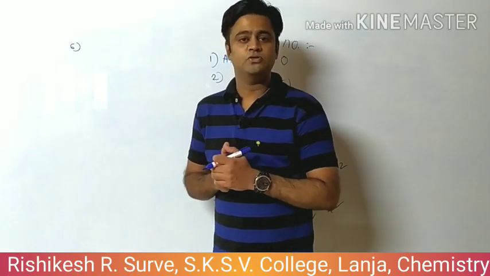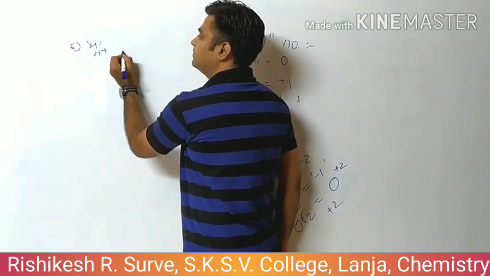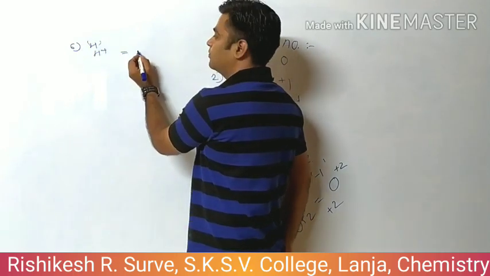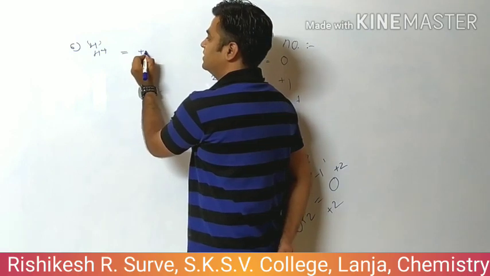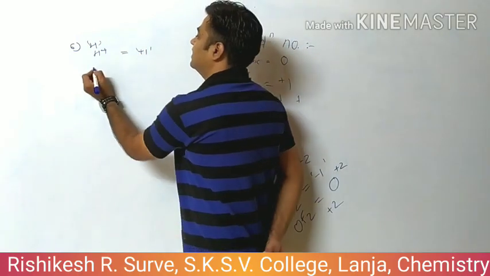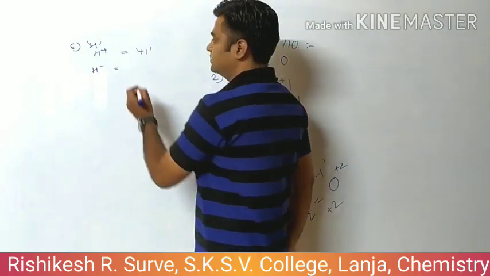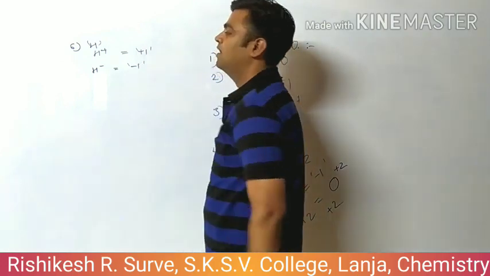If we consider hydrogen, we know H is always in H plus proton form, that is, its oxidation number will be plus 1. But sometimes it is also present in a hydride form, H minus, and in that case it will be minus 1.